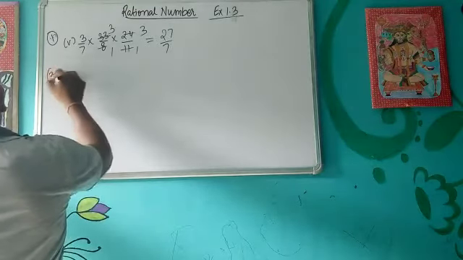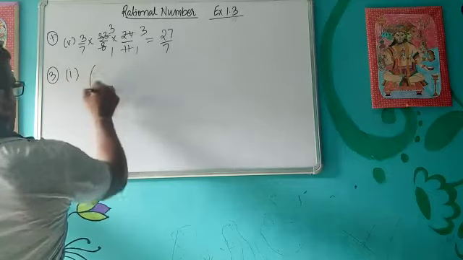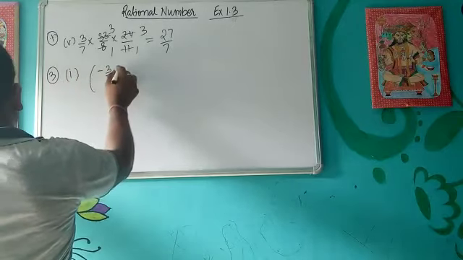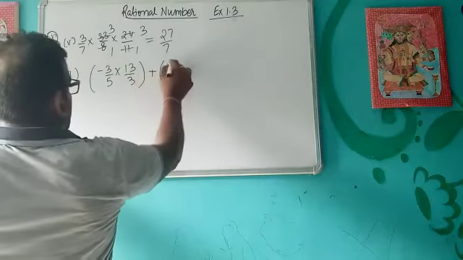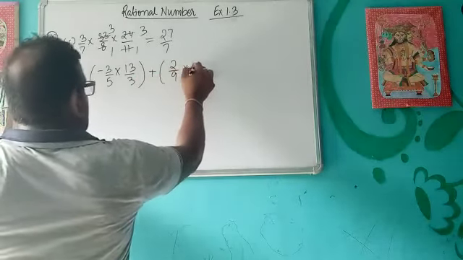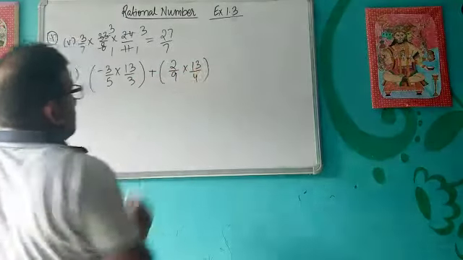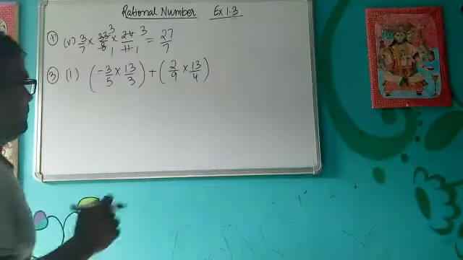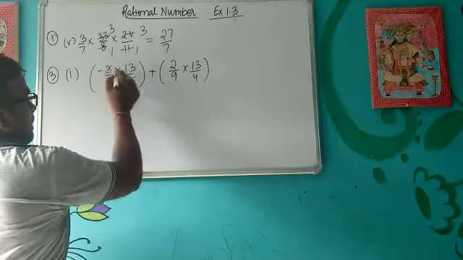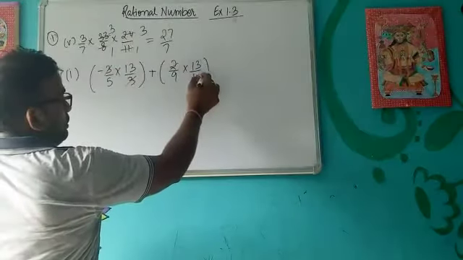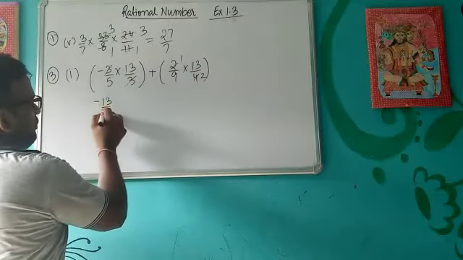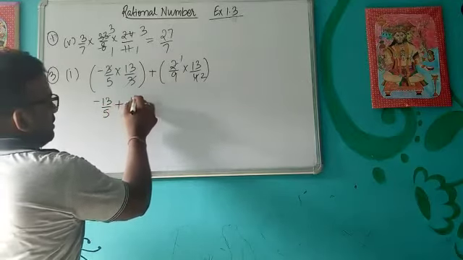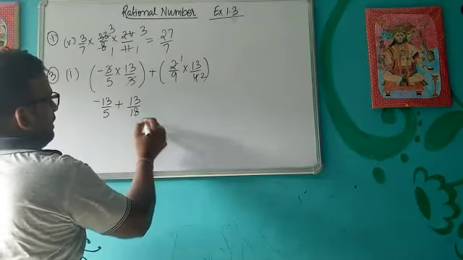Then suppose we have to solve an expression like this. So again we will not multiply, first we will simplify. It cancels out, 2 into 2. So what you will get? Minus 13 upon 5 plus 13 upon 18.